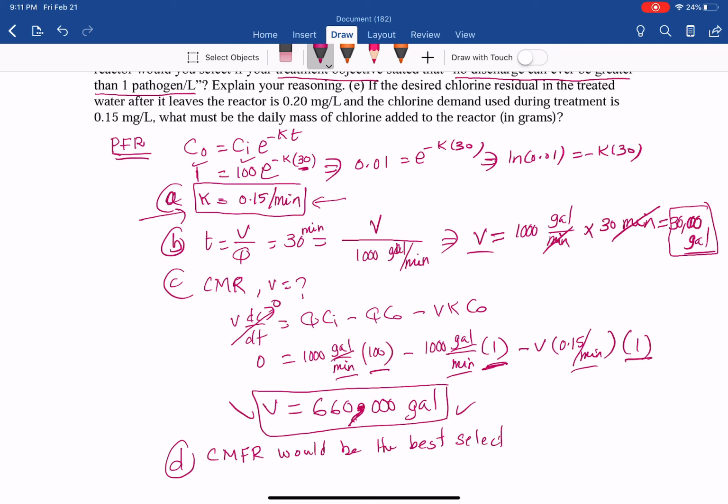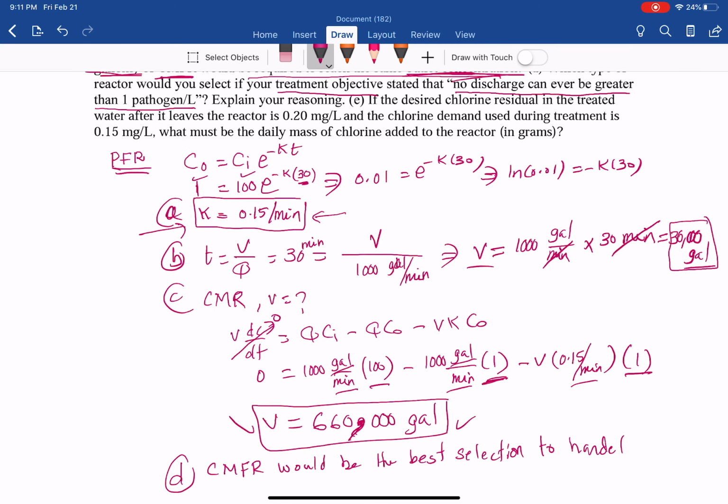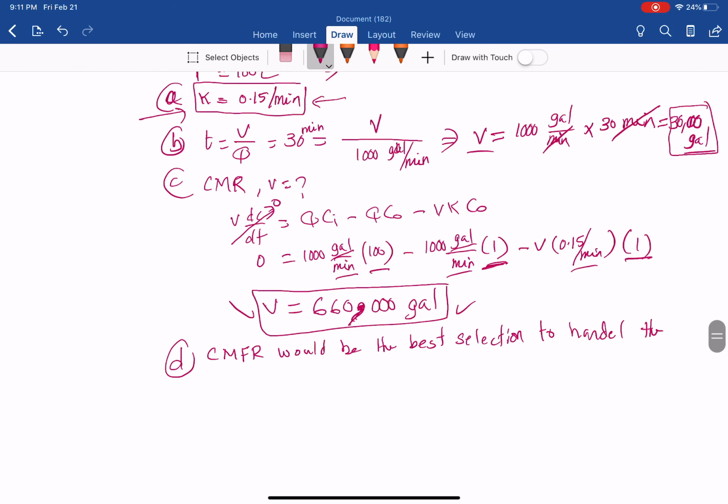Selection to handle the treatment objective. Look how much is this, 30,000 gallon could maintain the plug flow. Well, this is 660,000. This is good. This is very good.